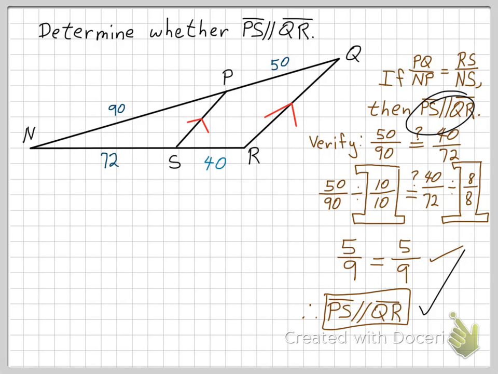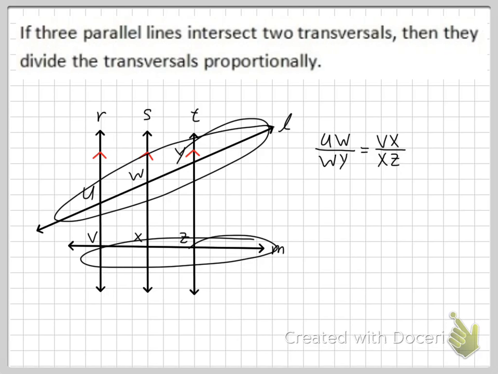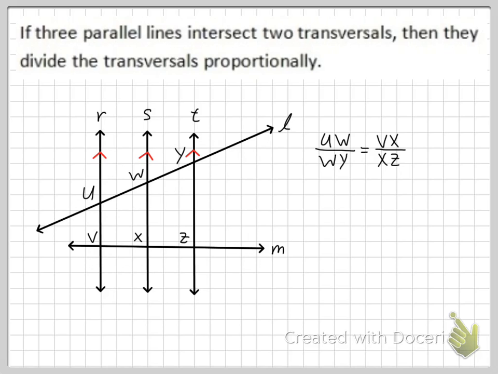All right, we have another concept here. This is another theorem. It states that if 3 parallel lines intersect 2 transversals, then they divide the transversals proportionally. So here are our 3 parallel lines, right? Those are the chevrons. And these are our 2 transversals. They divide those transversals proportionally. So that means this divided by this is going to be the same as that divided by that.